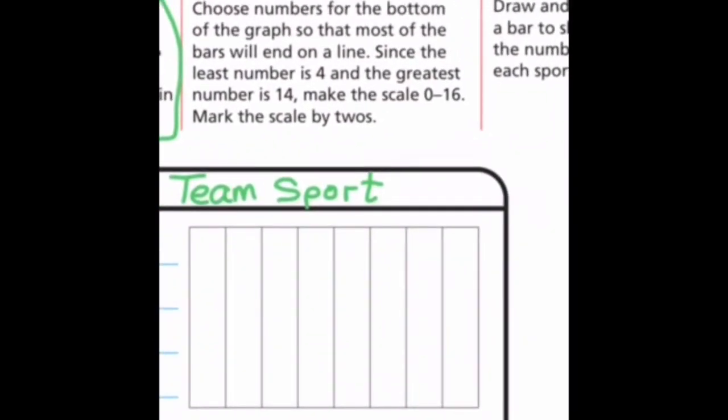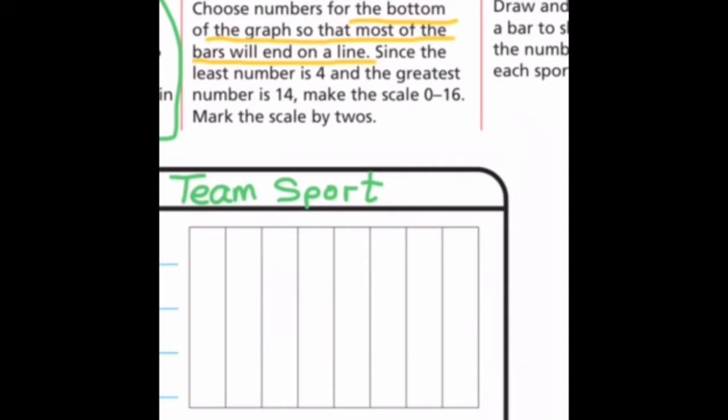Now let's take a look at step 2. Choose the numbers for the bottom of the graph so that most of the bars will end on a line. That's important. We don't want our bar graphs to always be in the middle of two lines. It's better if most of them can end right on a line. Okay? So we'll have to think about what number we need, right?